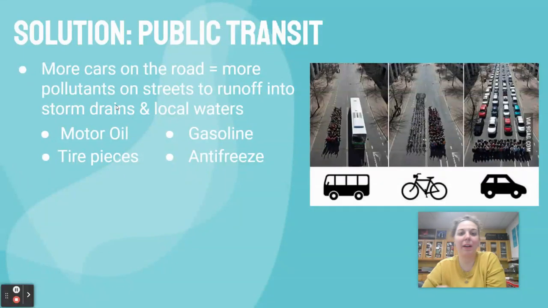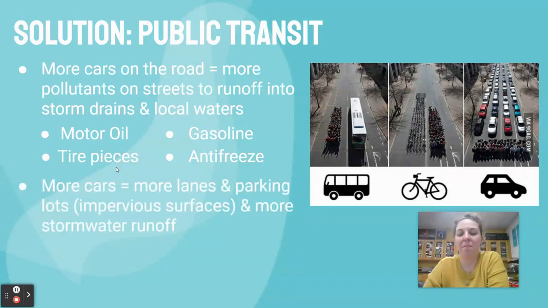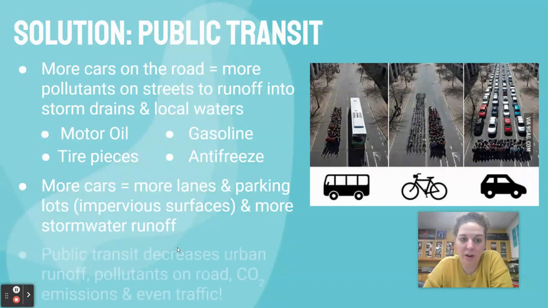So when we're talking about those pollutants that come from cars, that could be anything from motor oil to pieces of your tire to gas to antifreeze. The other thing to think about, more cars equals more lanes and more parking lots. If we have a lot of traffic, we have to have more lanes. That's more impervious surfaces. More parking lots equals more impervious surfaces. And we know that equals more runoff.